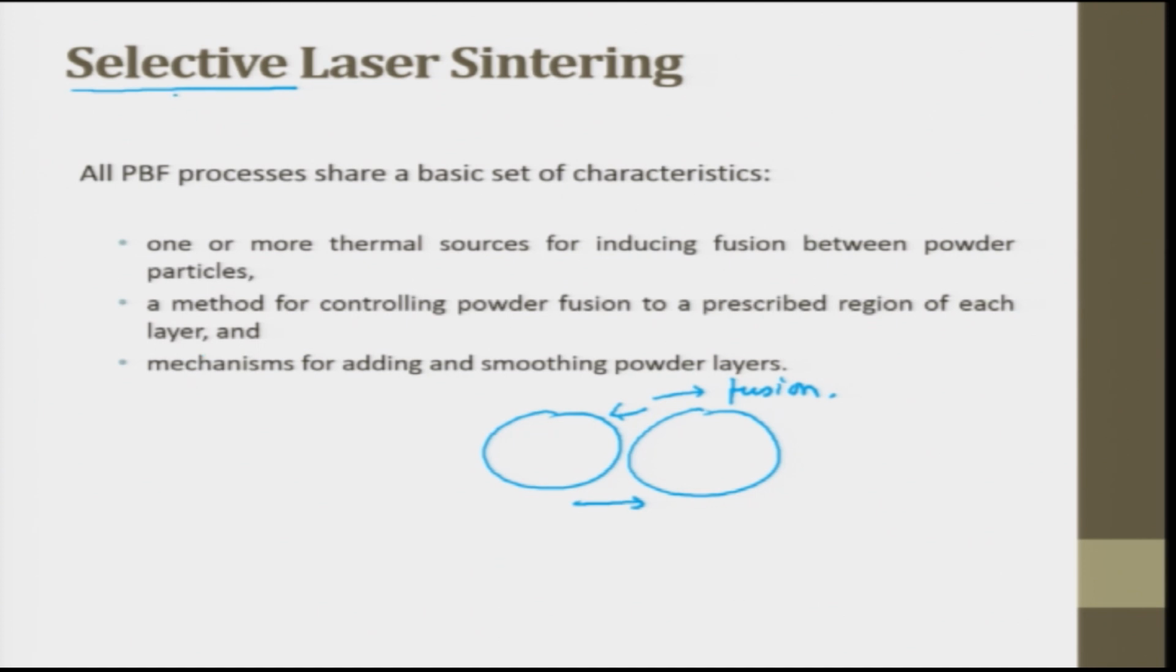So, it is very clear from the name itself, we selectively sinter using a heat source called laser. So, why laser? Laser is more focused. So, I can easily have selective sintering by using laser. So, that is why the process is called the selective laser sintering process, which is part of the powder bed fusion process.